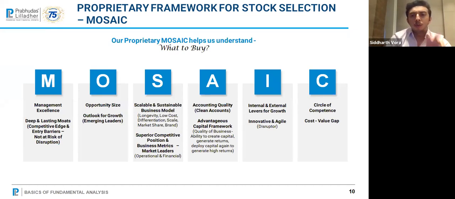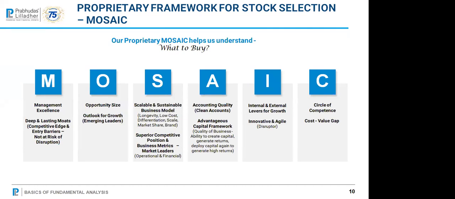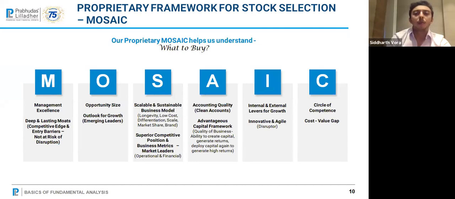And the last two, I'm not going to take too much time on, because once you've done the first, you will automatically understand the last two. I is for internal and external levers for growth. I'll explain to you all, I'll start with advantageous capital framework and why that is very important.